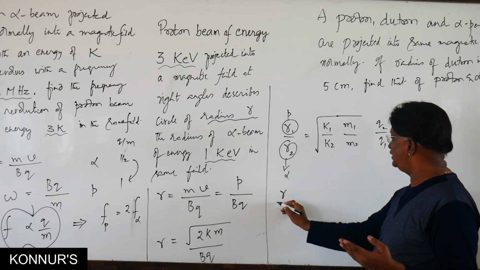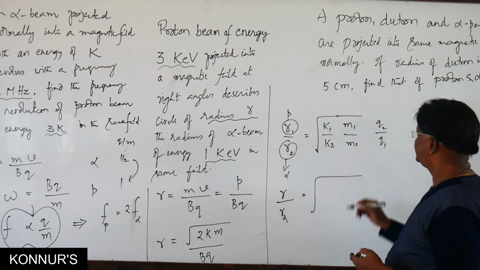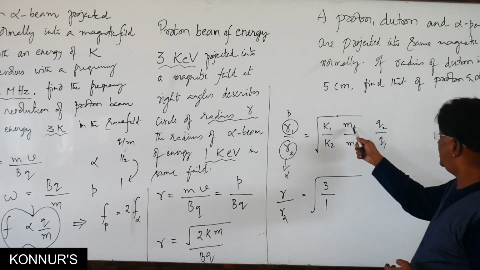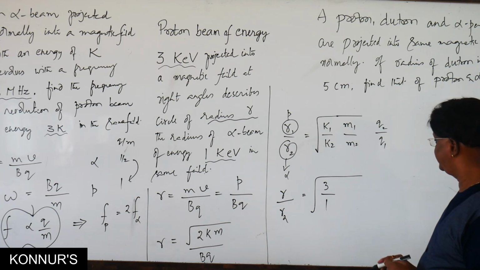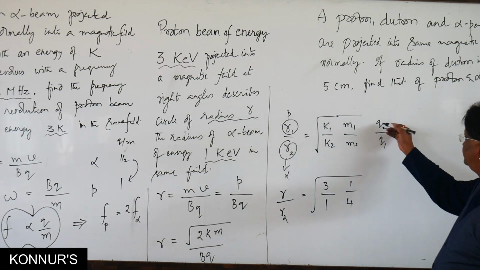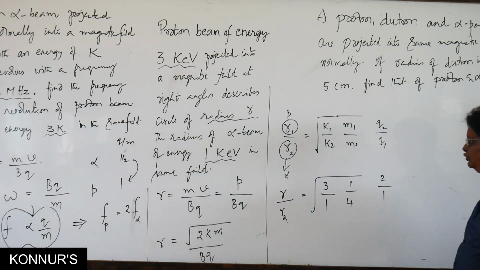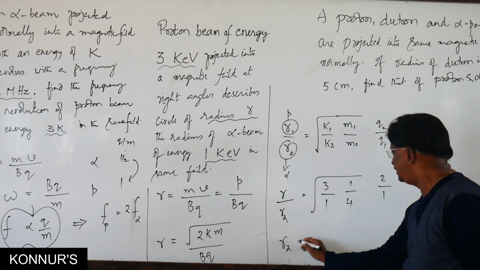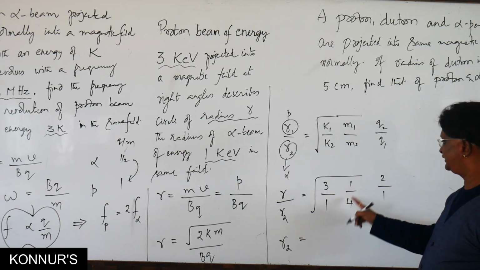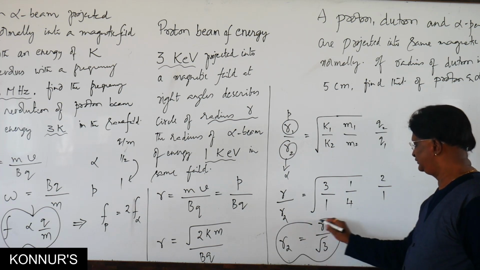Given first proton radius r, for alpha particle we need to find R2, by simple substitution. K1 is given as 3, K2 is given as 1. And the mass of the alpha particle compared to the proton, just now I have shown, if you take the mass of proton as 1, that of alpha will be 4 units. Charge Q2 is 2 for alpha particle, therefore this is 2 by the charge of the proton, taken as 1 unit, right? Therefore the answer is R2 equal to root 4 by 3 under root, and this 2 gets cancelled, so R2 is equal to R upon root 3.